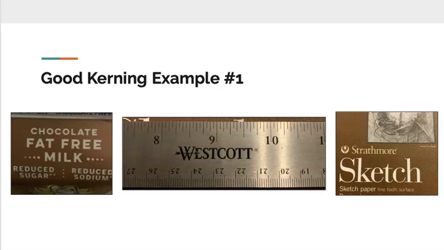The first example is from a milk carton, and the phrase I'll be focusing on is the "fat-free milk" in the center of the picture. For me, the example here shows good kerning due to the fact that, from what I am looking at on the screen, the characters seem to be equally spaced.